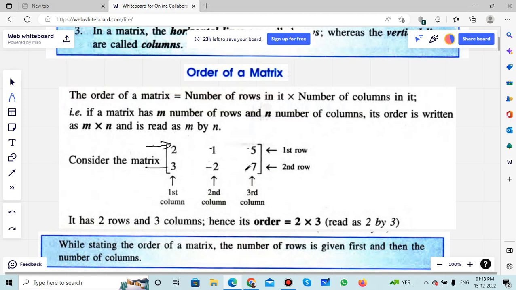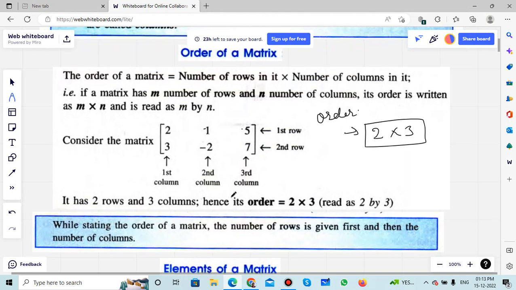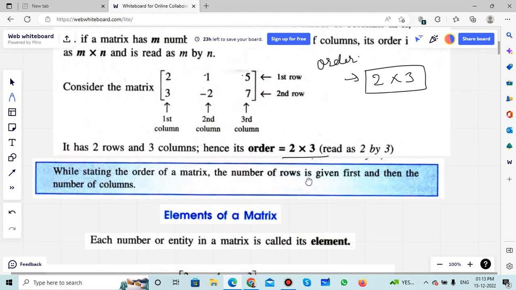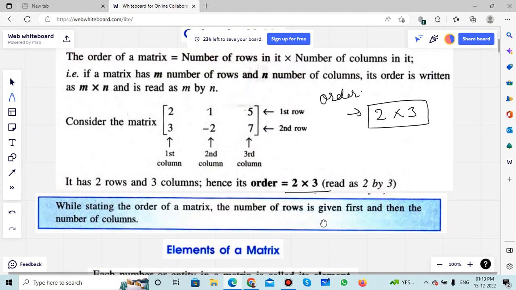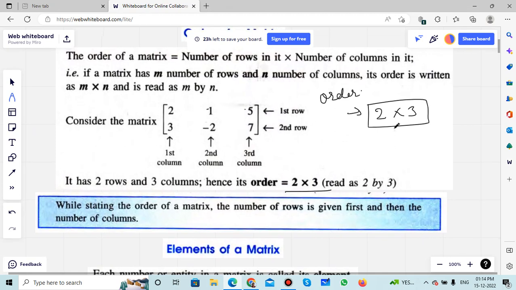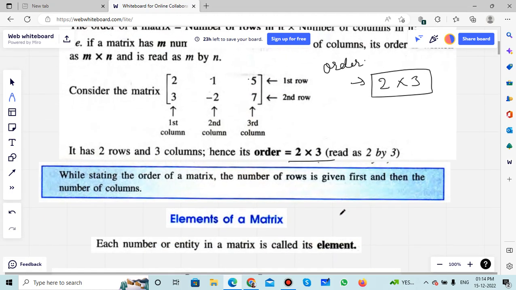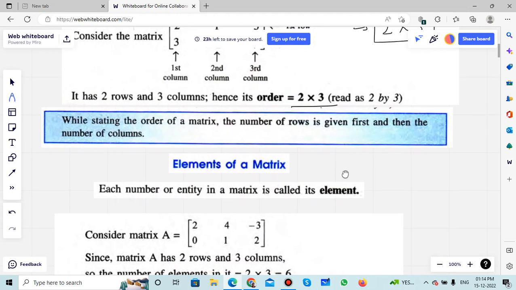So we can write the order of the matrix. First we write the number of rows. How many rows does it have? 1, 2 rows, so it will be 2. And how many columns? 1, 2, 3. So 2 into 3. The order of this matrix is 2 into 3. So first we write the rows and then the columns. You can see they have given the order as 2 by 3, or we can read it as 2 by 3 also. While stating the order of the matrix, the number of rows is given first and then the number of columns.